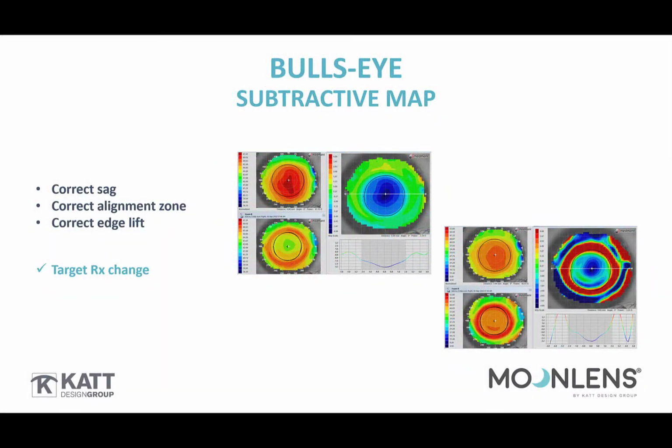The bullseye is the goal of orthokeratology treatment and tells us the lens is correct. It has the correct depth, the correct alignment zone to center the lens, and overall the correct fit. It's possible for the bullseye to be associated with an under or over correction. But when the bullseye is present, it tells us we are very close to the perfect outcome, or that we are already there.